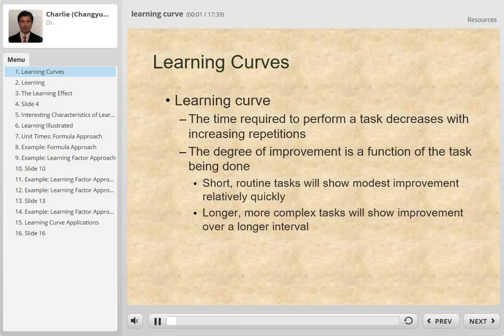In this session, we look at learning curves. The idea is very simple. That is, when we do something again and again, the time we need to perform such a task will decrease. Basically, it means we learn from repetition. The more we do the same thing again and again, the shorter the time we need.